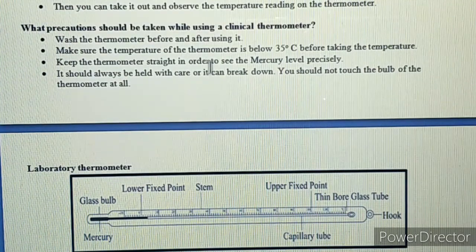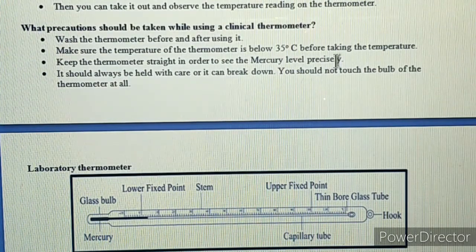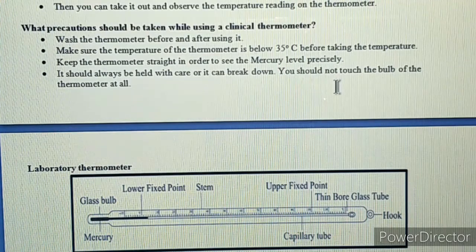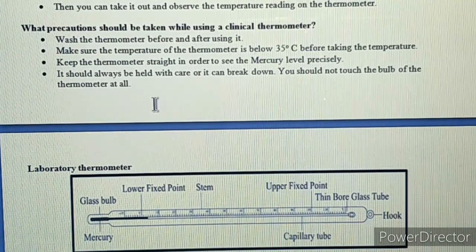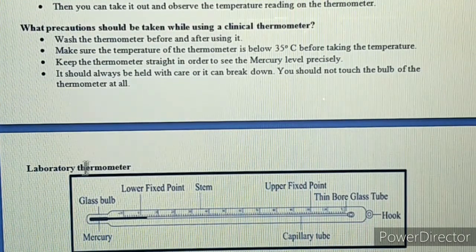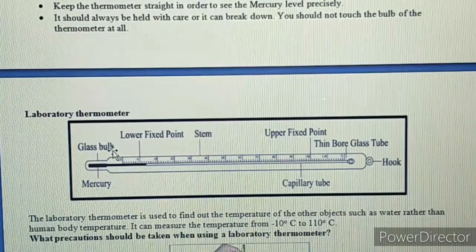Keep the thermometer straight in order to see the mercury level precisely. Otherwise, what will happen? You will not be able to get the accurate temperature. It should always be held with care, or it can break, because it is made of glass. You should not touch the bulb of the thermometer at all. Otherwise, due to the heat of your fingers, the mercury level will expand again, and the temperature of the patient will not be taken accurately.